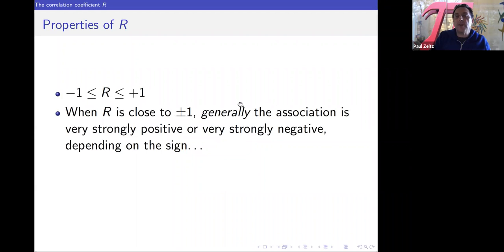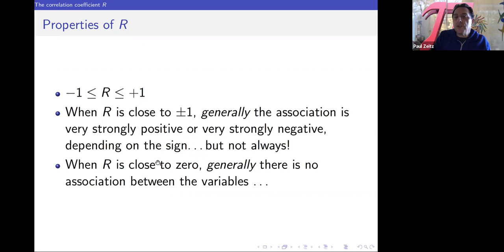If it's +1, it's going to be a straight line with a positive slope. And if it's -1, it's going to be a straight line with a negative slope. And when it's close to 1 or -1, then generally the association will be very strongly positive or very strongly negative. But there are some caveats.